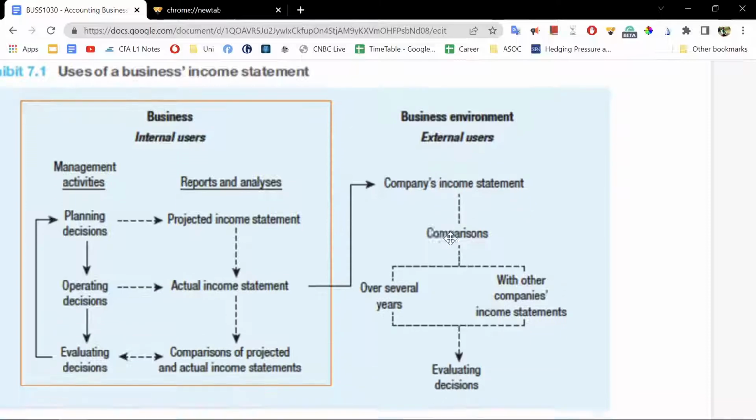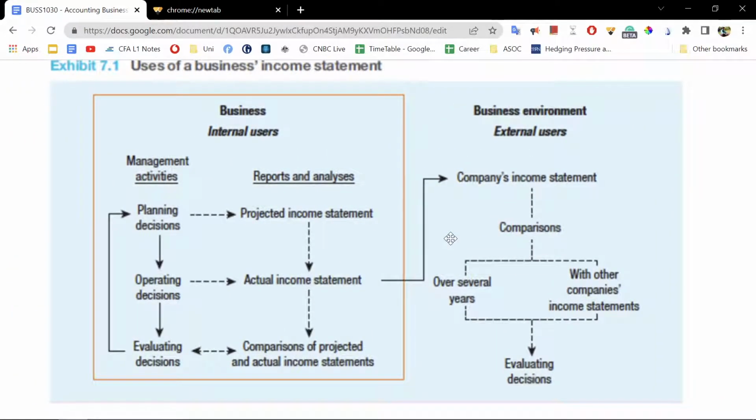Here is a handy diagram that illustrates the uses of a business's income statement. Now, there is the internal use, and there is also the external use. We're going to be talking about some stakeholders and why stakeholders may be interested in looking at the income statement. However, if you look at this right here, we can see internal users would need to use the income statement for planning decisions, operating decisions, evaluating decisions. So this is management activities. Reporting analysis for projected income statement, actual income statement, and comparisons of projected and actual income statement. So evaluation, planning, operations, benchmarking. These are all internal uses of the income statement to see if goals and objectives are being achieved.